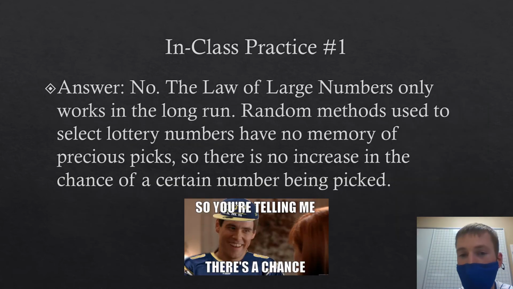So the answer, of course, here is no. The law of large numbers is only going to work in the long run. Obviously, if Mitchell is selecting a number, that's a very short-term thing. Long run is very different than just what's happening in that moment. Random methods used to select lottery numbers have no memory of previous picks, so they're independent.